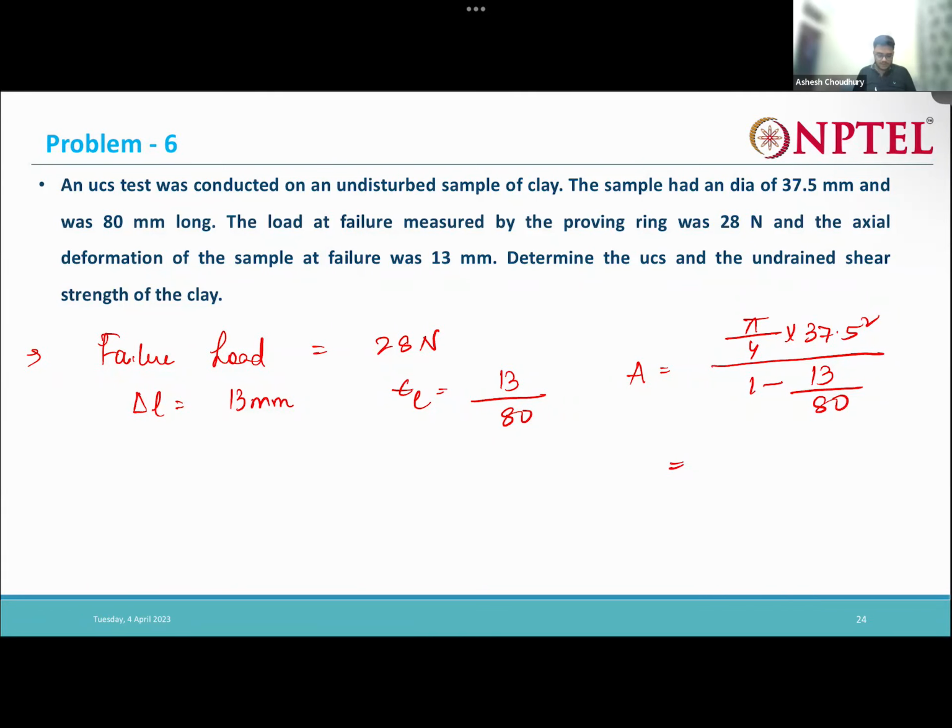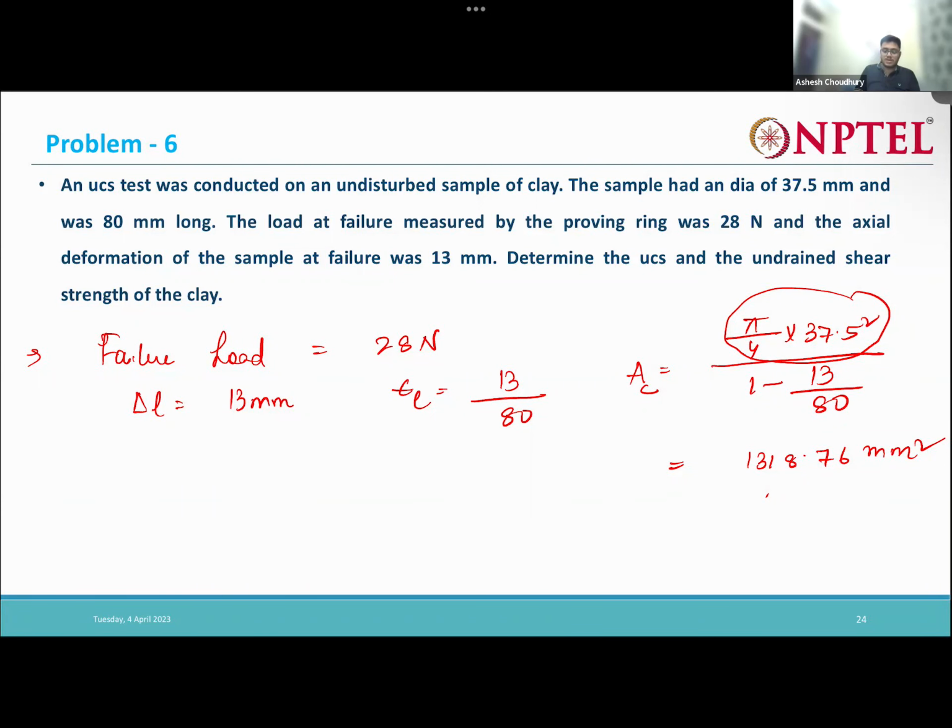So let us calculate this. Pi by 4 into 37.5 squared, divided by 1 minus 13 by 80. That gives 1318.76 mm squared. So this is my corrected area. This was my initial area, and dividing it by 1 minus the strain will give my corrected area, right? And I have my load.